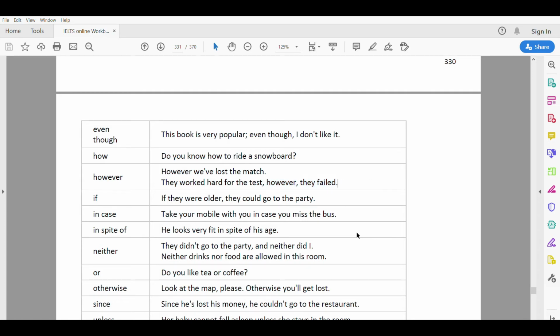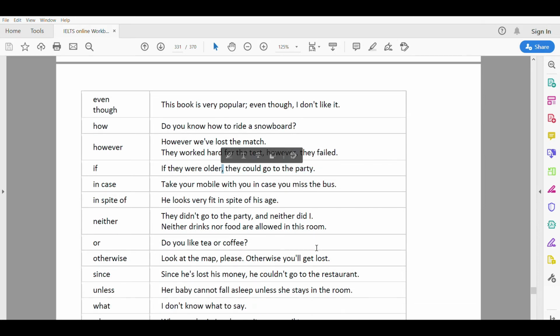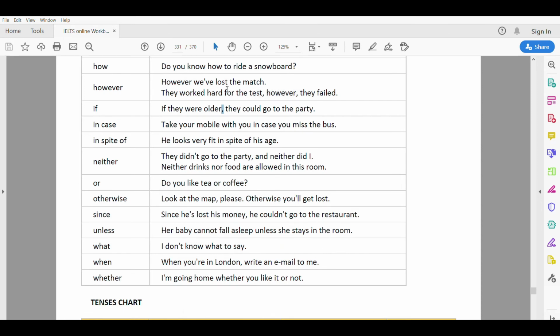The next one is if. If they were older, comma, they could go to the party. So if they were older, they could go to the party. Now this is a dependent clause. This is an incomplete sentence. So when you use an incomplete sentence before a complete sentence, you always separate those sentences by using a comma. Okay, so we'll quickly move on to the next one.